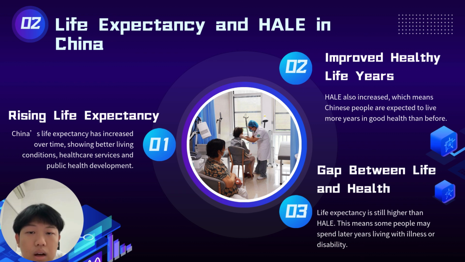This slide shows China's life expectancy and HALE. Life expectancy means the total number of years people are expected to live. HALE means healthy life expectancy. It shows how many years people are expected to live in good health. In China, life expectancy has increased over time. This shows that people's living conditions, healthcare services, and public health have improved. HALE has also increased. This means Chinese people are expected to live more years in good health than before.